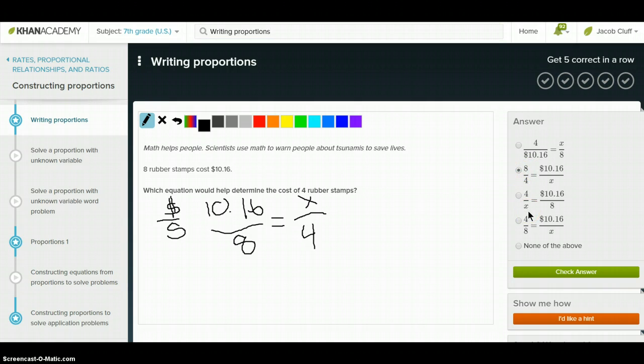Let's check any of these other ones to make sure. So X times 10.16, 4 times 8, no, that's not going to work. And that's not going to work either. So this should be your right answer.